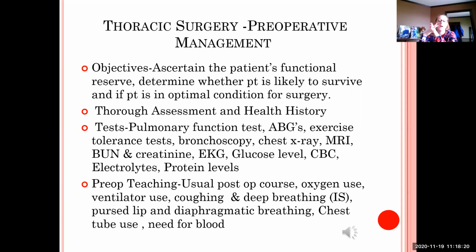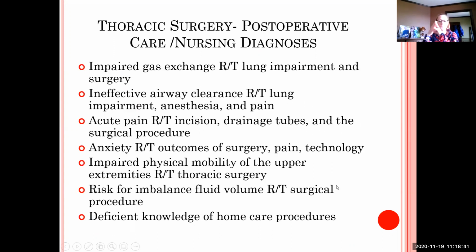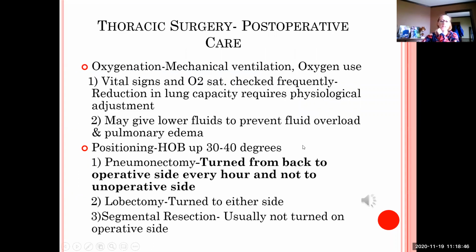Pre-op, make sure you're discussing the post-op course, so they understand what they need to do post-op as far as deep breathing exercises, incentive spirometry, pursed lip breathing, and diaphragmatic breathing. Tell them they're likely going to have chest tubes, might need blood products, and might need to be on the ventilator for a period of time, so they're well educated beforehand. And there are different nursing diagnoses.